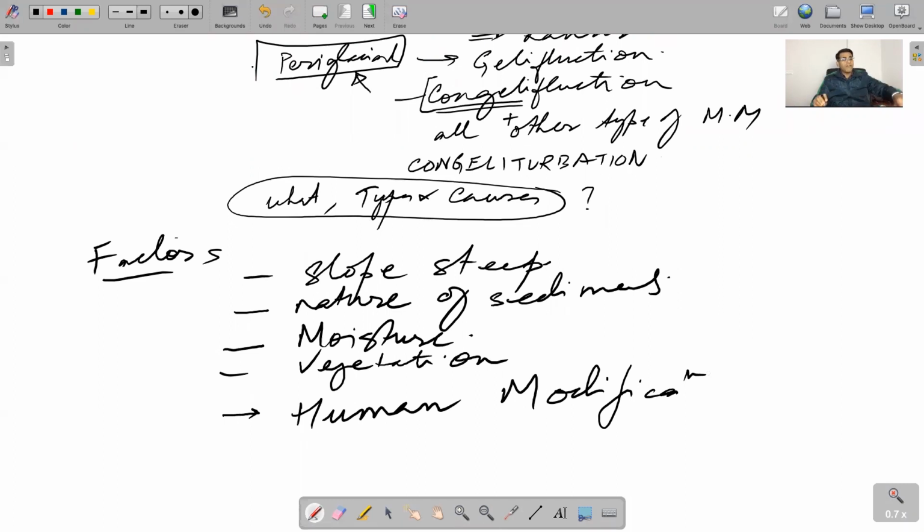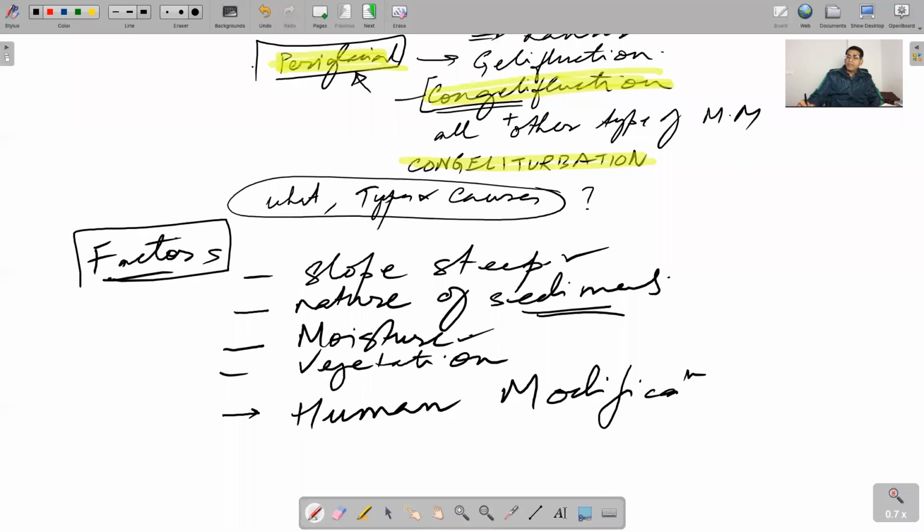Types of mass movements I have divided broadly into mass movement under dry conditions, where the amount of moisture is less, and mass movement when there is a greater amount of moisture or a bit of soil saturation. So we have Lahar, soil creep, solifluction, and in periglacial conditions, you may talk about gelifluction, though the more recent term is congeliturbation. I'll take you through some pages of the textbooks where these terms are mentioned. And what are the factors impacting it? The factors include slope steepness, the nature of sediments, moisture availability, vegetation, and the human modification factors.